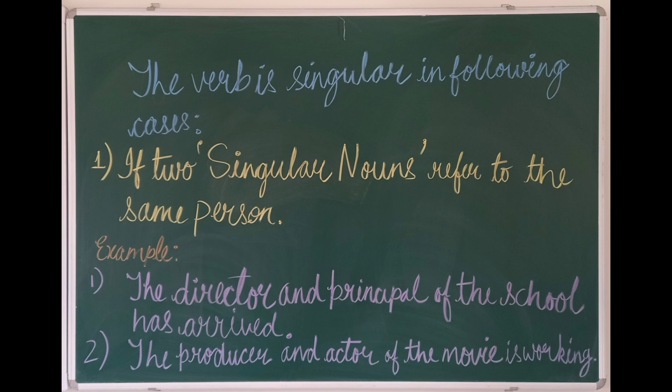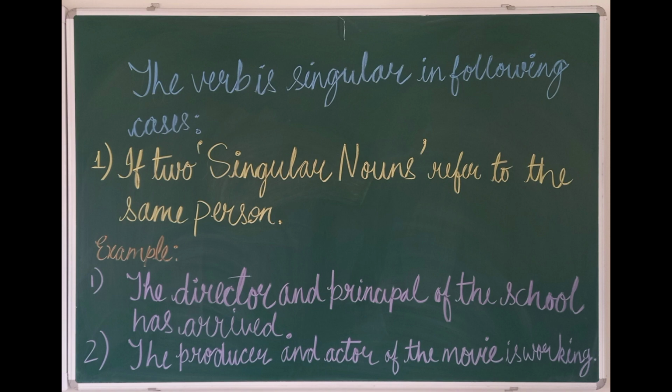Next, the producer and actor of the movie is working. Here also article the is used in the beginning, and the producer and actor is referring to one person. It means the same person is producer as well as the actor. That's why we have used the singular form of auxiliary verb, that is is.